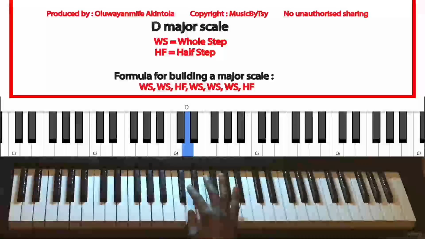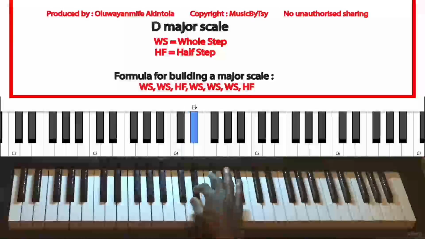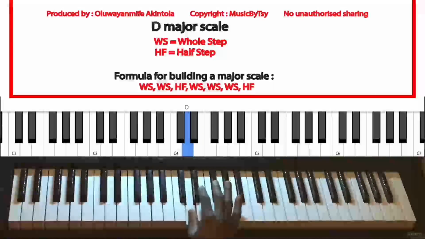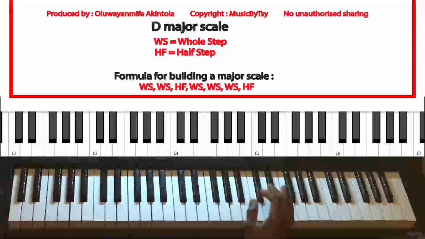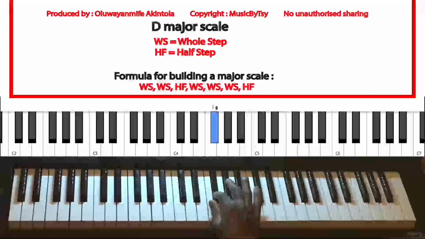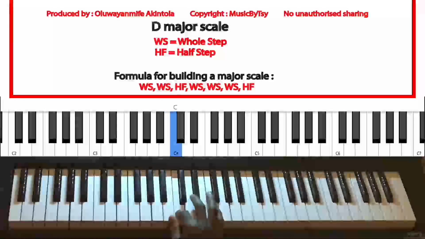First of all, just to remind you, moving from one key to the next key is known as moving up by a half step. So for example, if I move from the key of D to the key of D sharp, then that means that I've moved up by a half step. If I move from the key of F to the key of F sharp, then that means I've moved up by a half step. If I move from the key of B to the key of C, then that means I've moved up by a half step.